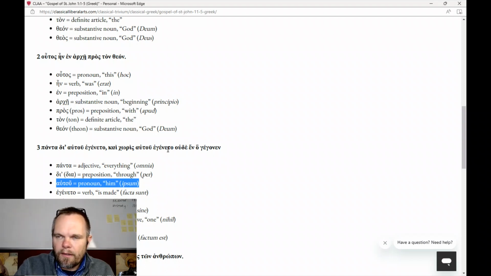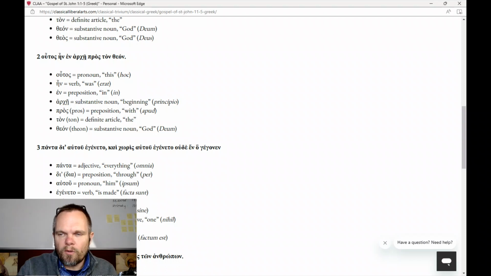Egeneto. Then we have ude. Ude means not, and this is a formatting mistake. Here we have the word hen, which should be down on another line. It should be another bulleted vocabulary item, but I'll fix that in the printed lesson, but just pay attention to that here. Ude means not. Hen is the Greek word for one. So ude hen means not one thing. Without him, egeneto is made ude hen, not one thing.